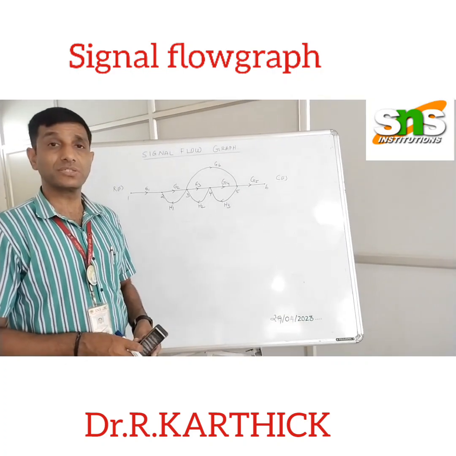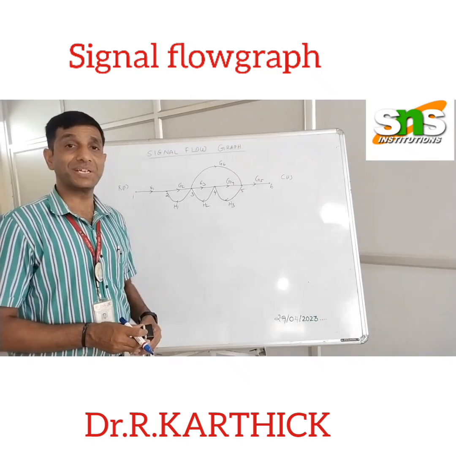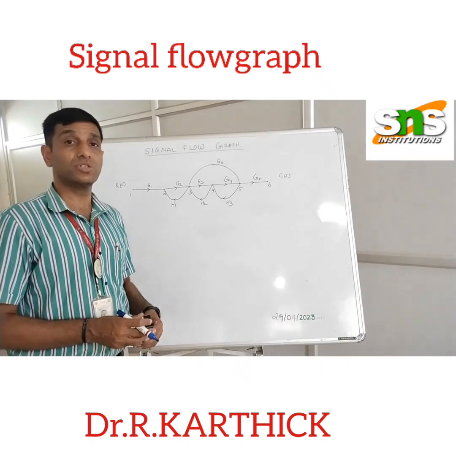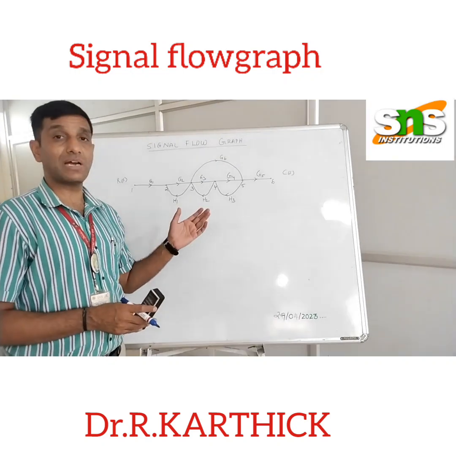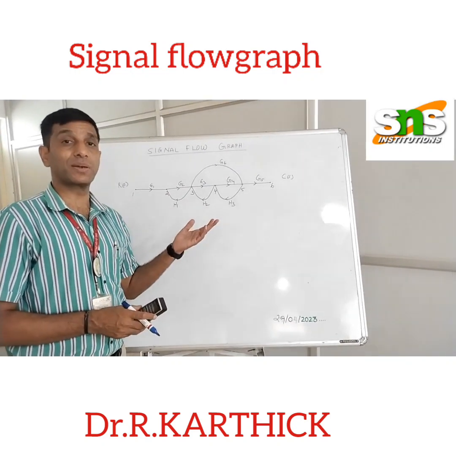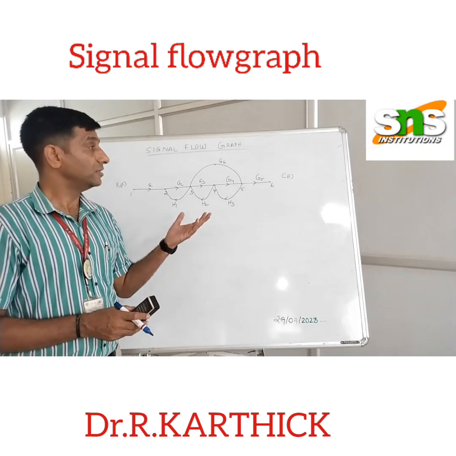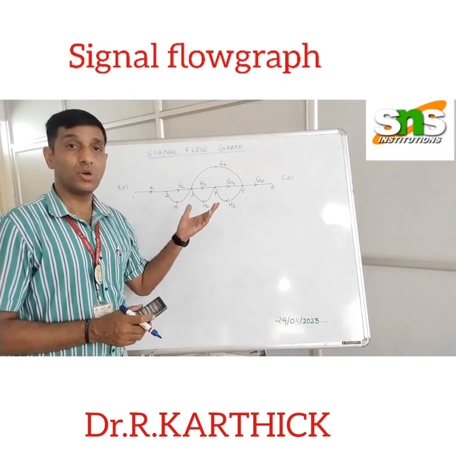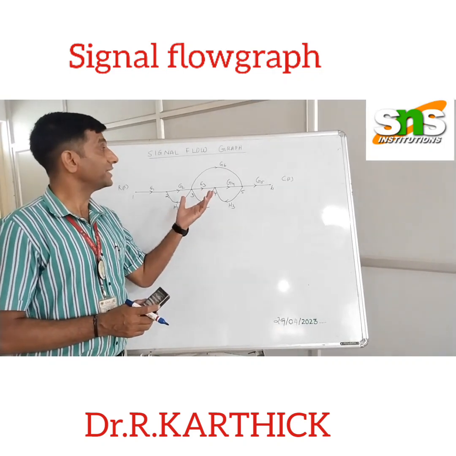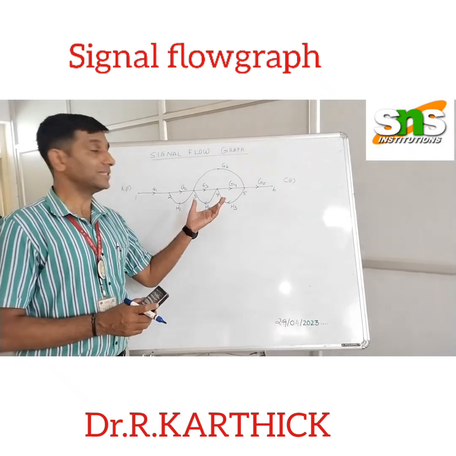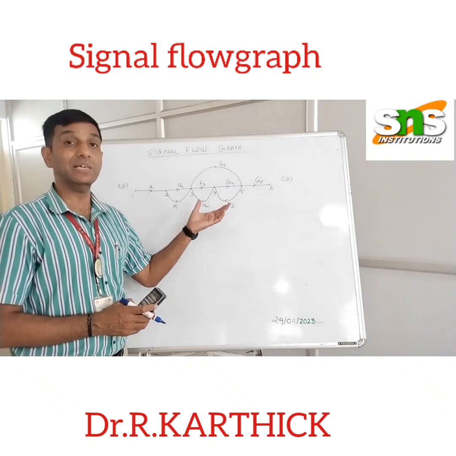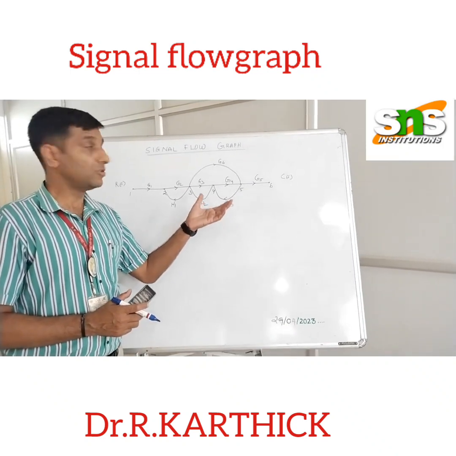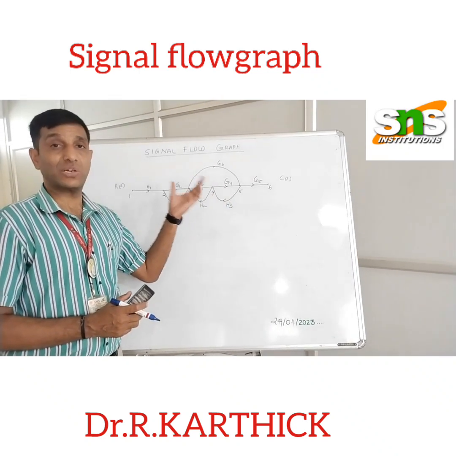In our earlier lecture we have seen the block diagram reduction technique, which is used in order to identify the transfer function. This signal flow graph is yet another pictorial, graphical representation in order to identify the transfer function of a system. The main advantage of the signal flow graph is that we have a standard formula called Mason's gain formula, which we will be discussing later, in order to identify the transfer function.